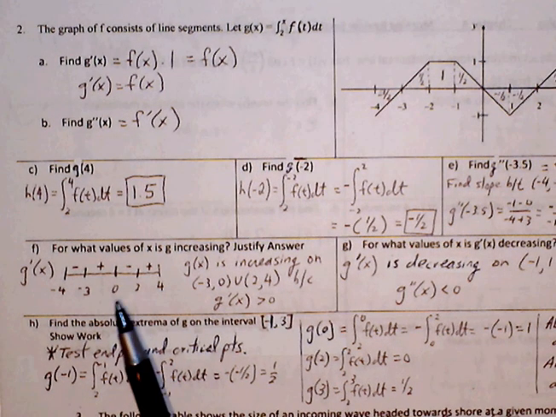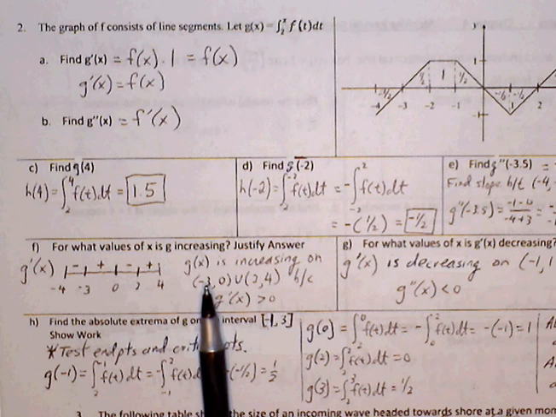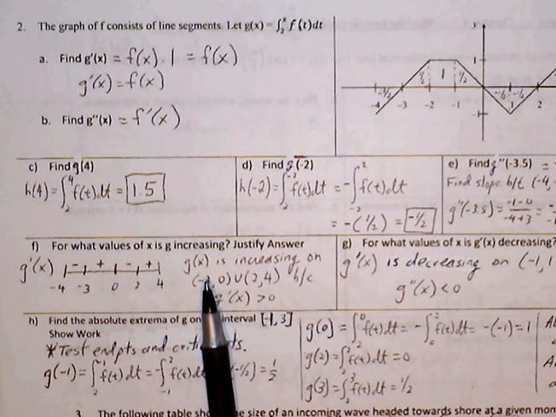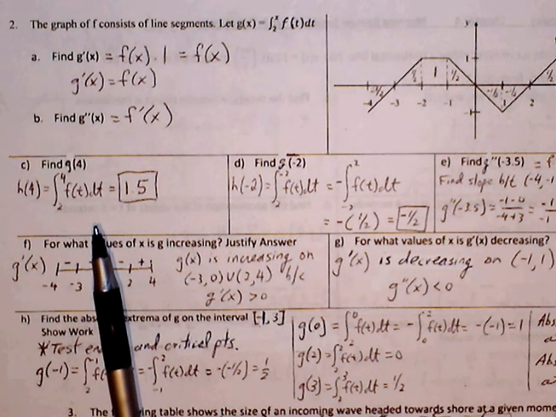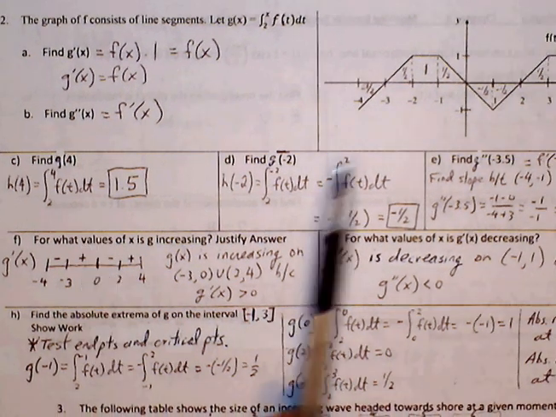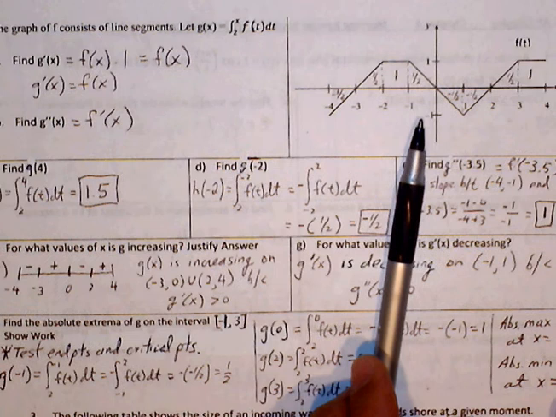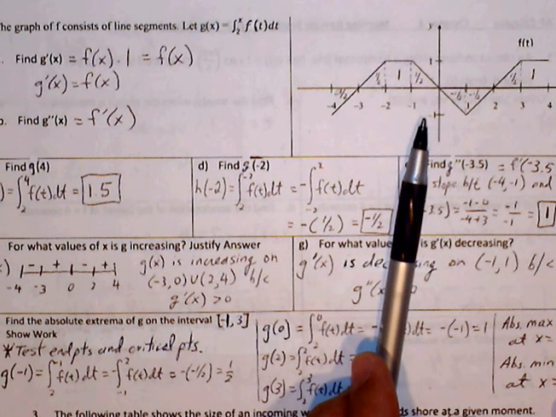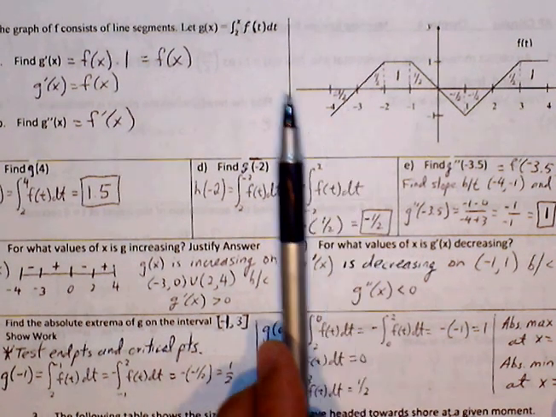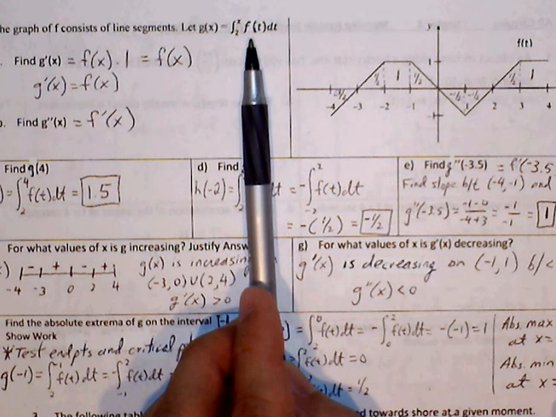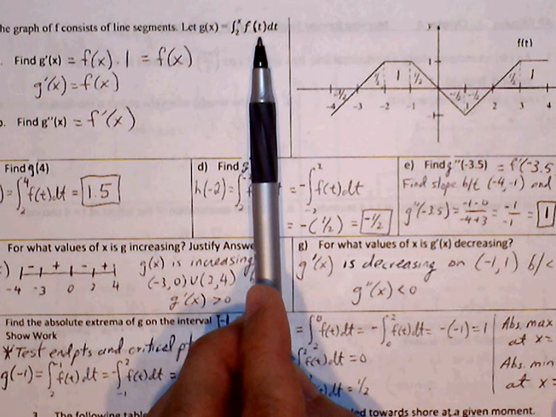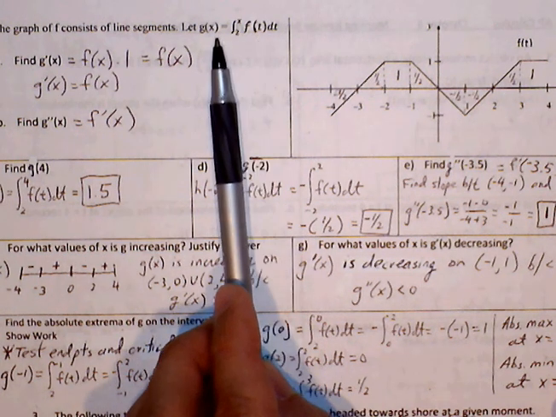All right, this is Chapter 4, Test Review on the calculator portion. We're continuing on the back page. Number 2, the graph of f consists of line segments shown here, f of t. So let g of x be equal to the definite integral from 2 to x of f of t dt. So really, f of t represents the derivative of g of x.